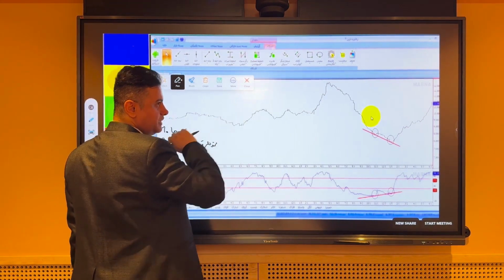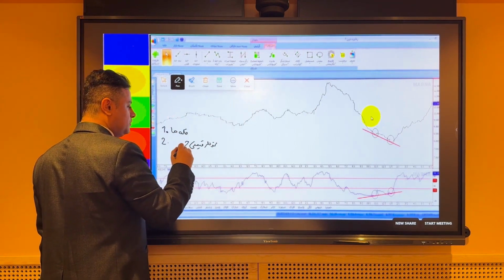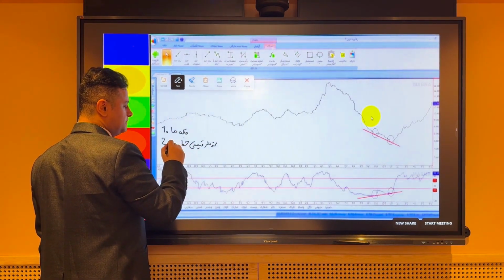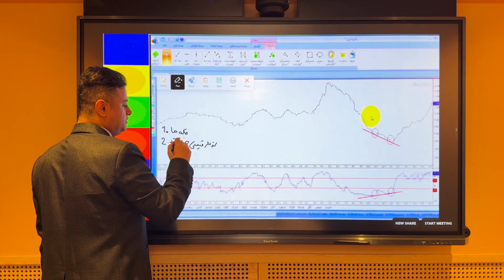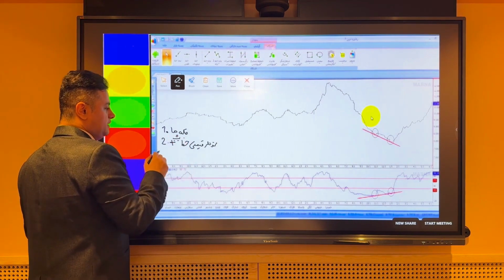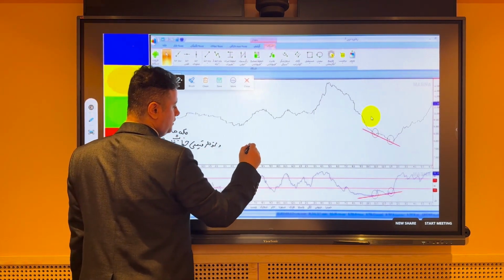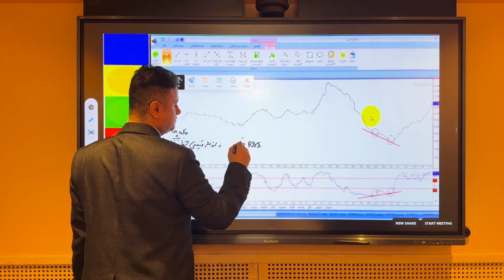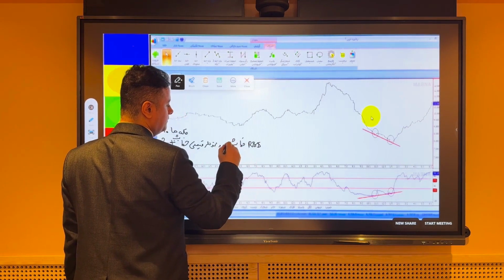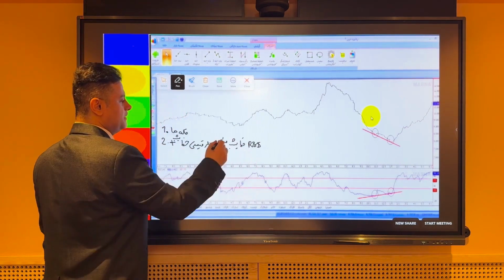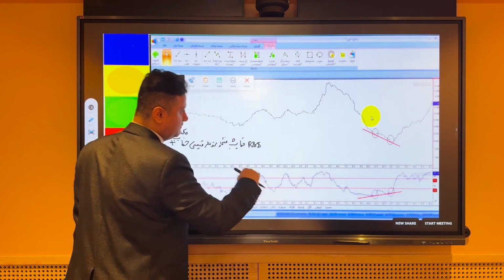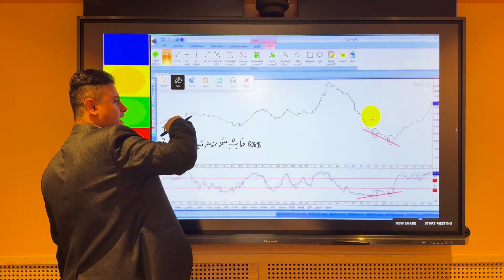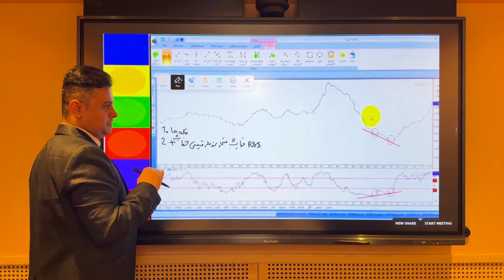On the price chart, our line has a positive slope, and on the RSI, the line has a negative slope. So on the RSI, negative slope. On the stock's price chart, positive slope.